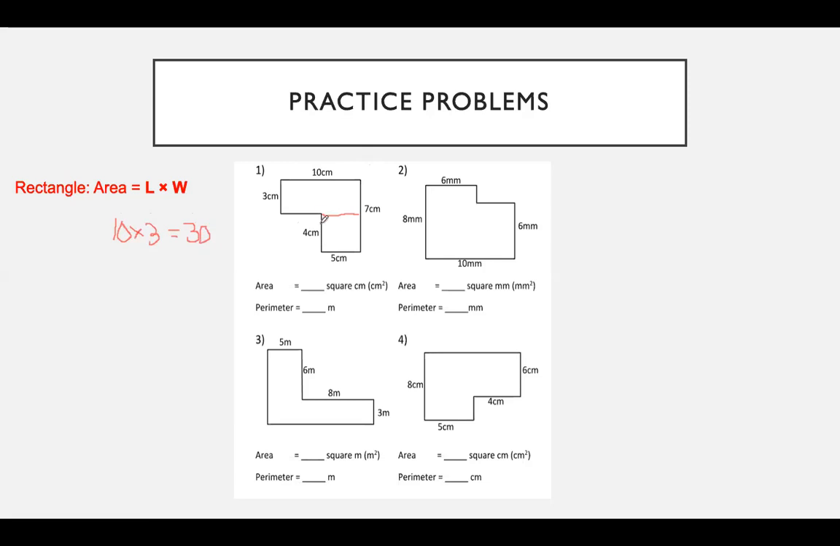And then what about for the rectangle down here? So we see that this side going up and down is 4. This side going across is 5. So we can multiply these with each other. 4 times 5 equals 20.